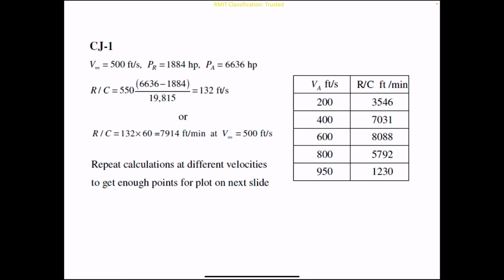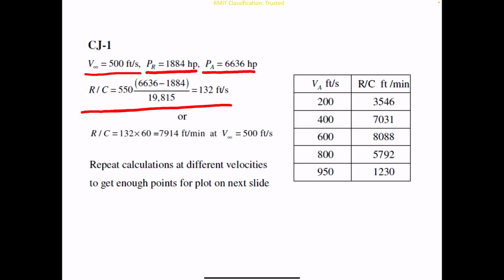On this page we have the calculation of the rate of climb curve in the same manner as we did for the prop. So we are given velocity, we are at sea level. We calculate power required, and you know how to do it. We get power available from given data and calculate rate of climb. That's for this particular velocity. Please don't forget that we convert feet per second into feet per minute.